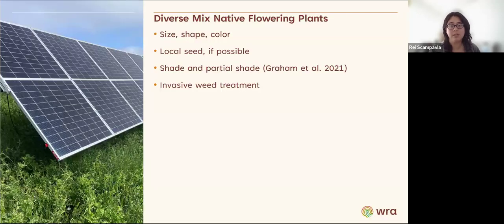So it's really important to make sure that we are treating invasives, especially in the first few years of plant establishment, to allow those native plants a fighting chance to establish within the site.